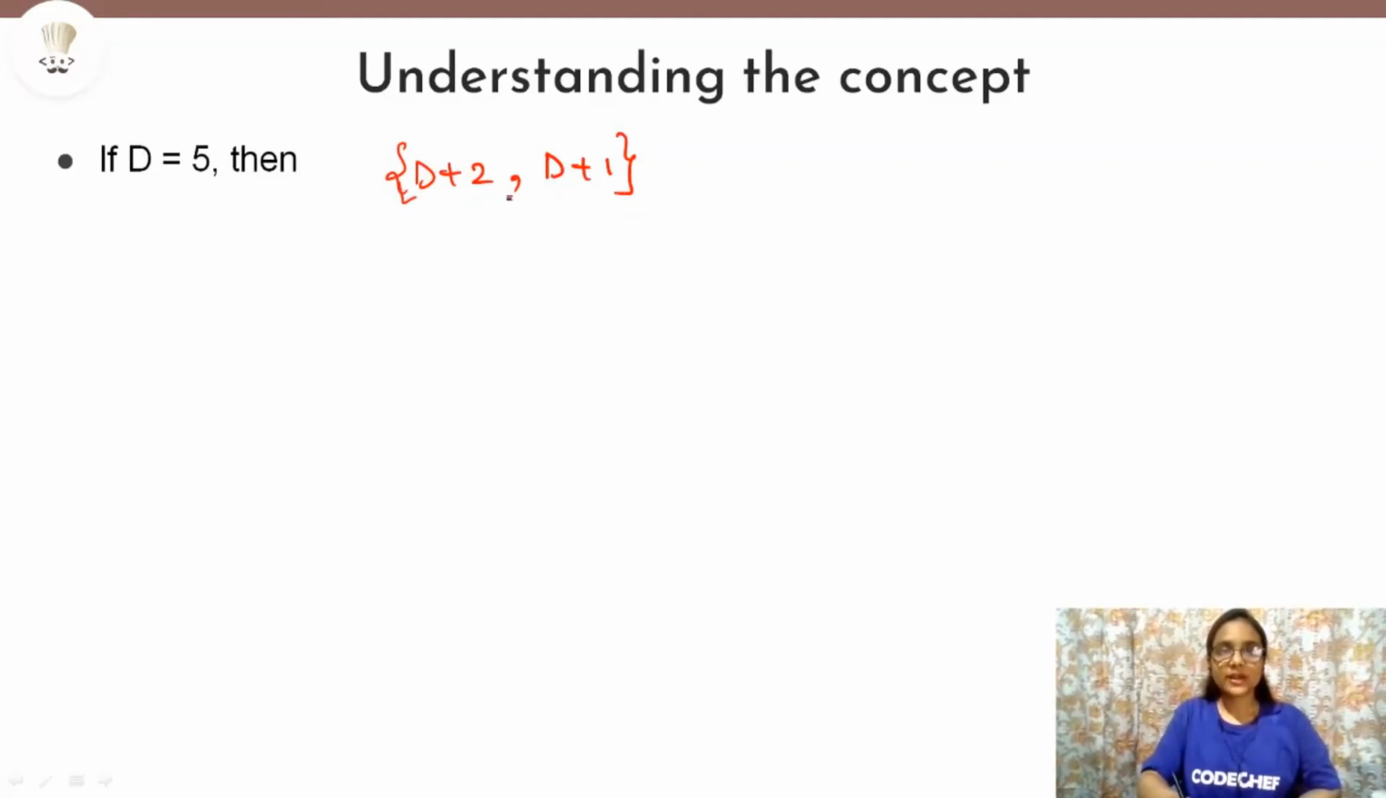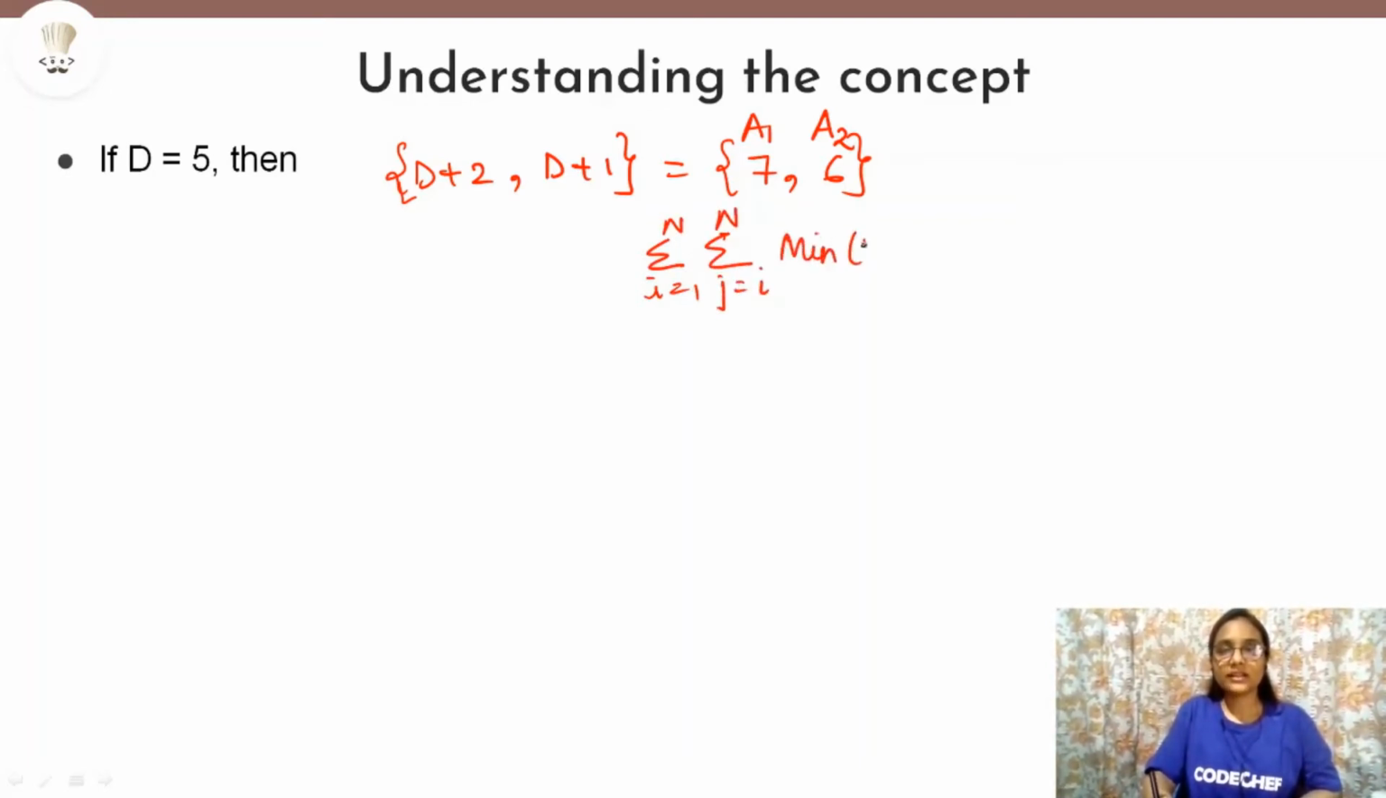Now, this expression D plus 2 comma D plus 1, if D is 5, then this expression will be 7 comma 6. And this one will be a1, this one will be a2. So we can always say that for any D, we can always suffice our expression by taking just 2 elements in our sequence. And if you remember, what was the expression that was given to us? It was i equals 1 to n, then summation of j equals i to n, and then we were supposed to calculate the minimum of ai up to aj minus gcd of ai up to aj, and this was supposed to be D, right?